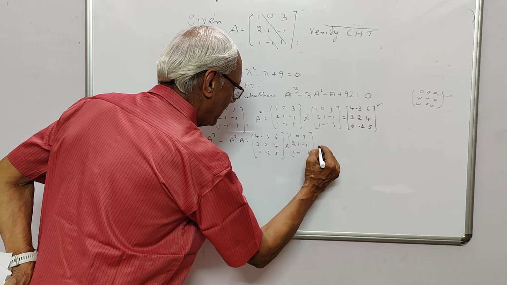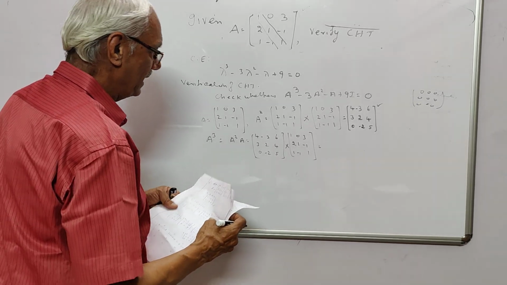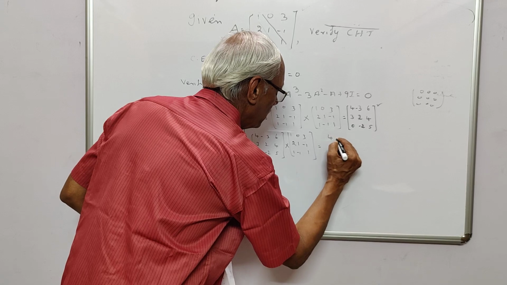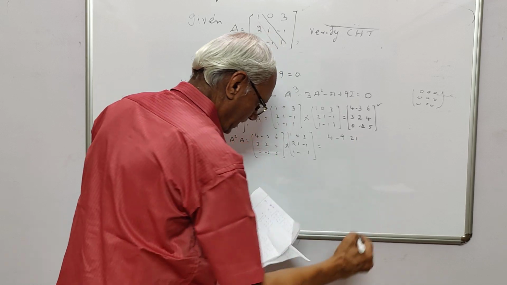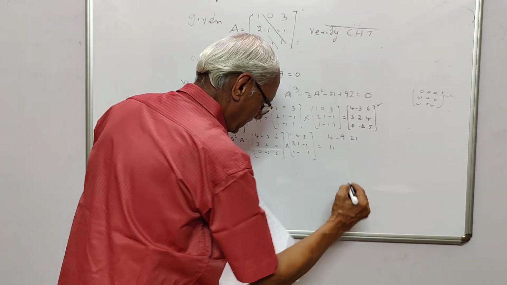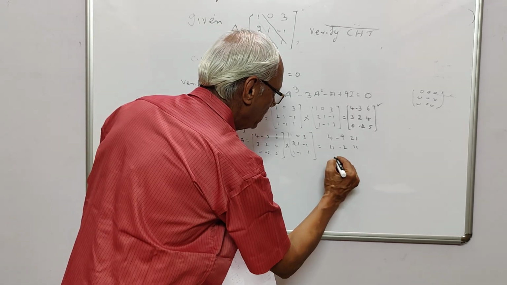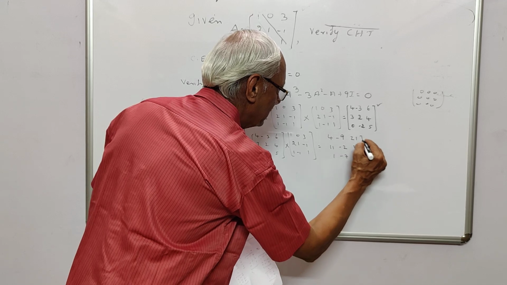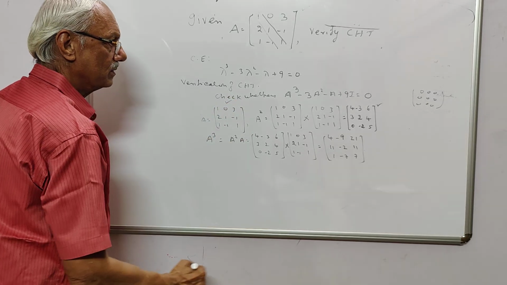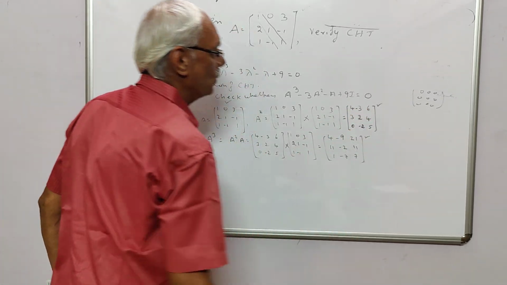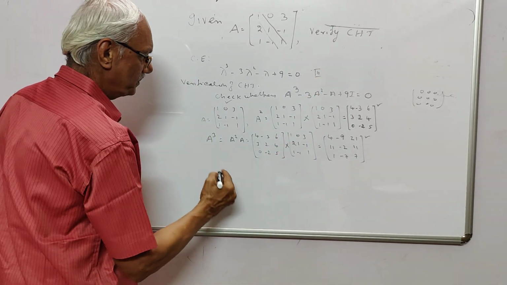Now, as you have done, if you do this multiplication, it will lead you to 4 minus 9, 21, and it is 11, it is minus 2, it is 11, 1, minus 7. This is what you will get. So I have got A squared and I have got A cubed. Substitute in the equation.